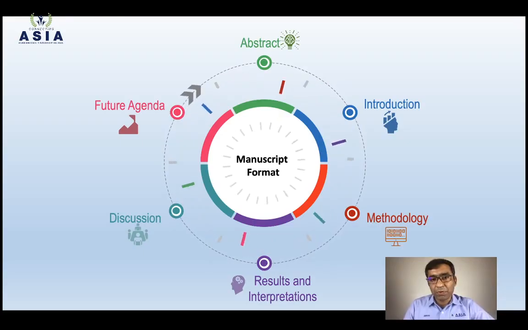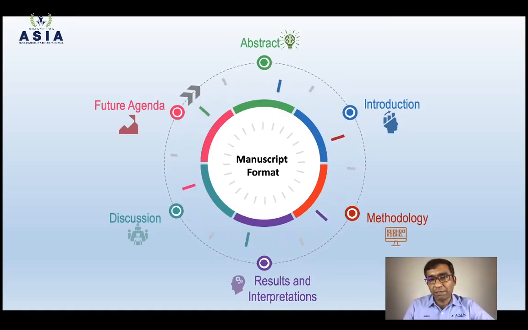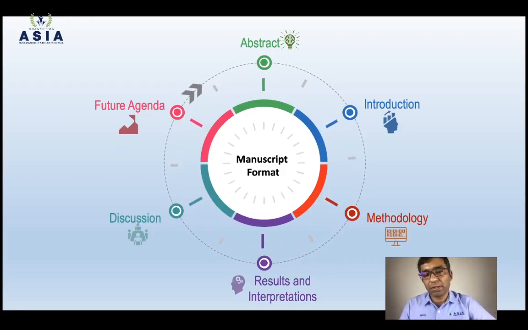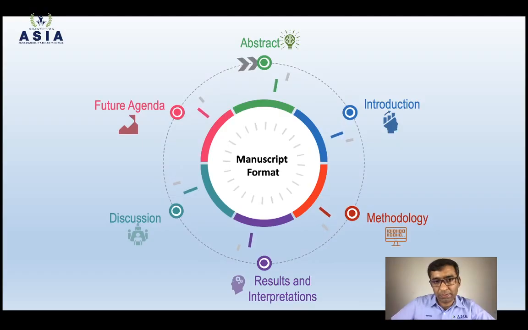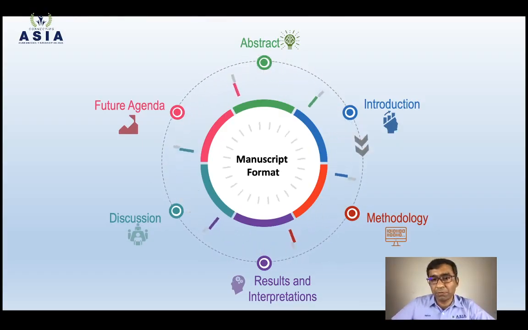Remember, we have to write each and every component independently. It is not mixed up together. I will tell you how you can write different components simultaneously. So we'll see how we do this practice.